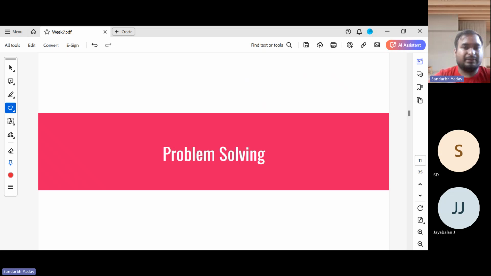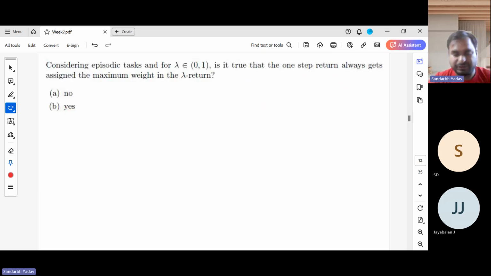In this, we will discuss problems which are not part of the practice assignment, and also not part of the assignment. The first question is: considering episodic tasks. This is important. Episodic tasks, and lambda belongs to (0, 1). This says lambda is between 0 and 1, but 0 and 1 are not included. This is called an open interval. Anything between 0 and 1 is allowed, and if it were square brackets, then you would include 0 and 1 also. Here they are asking about 0 and 1 excluded.